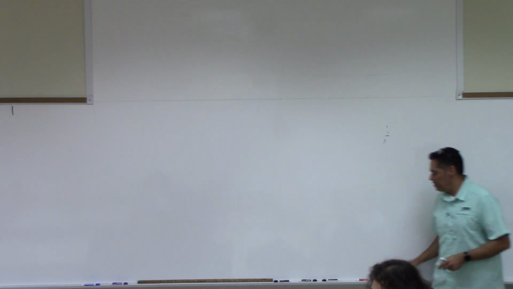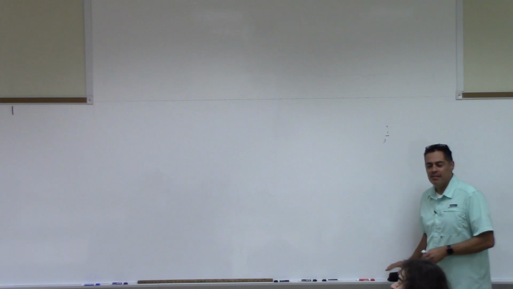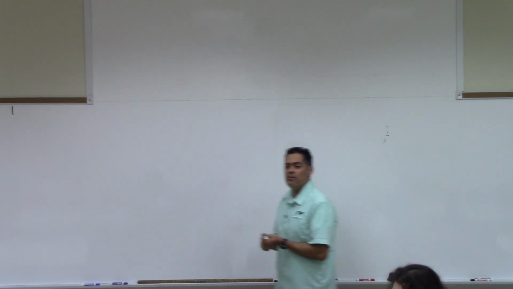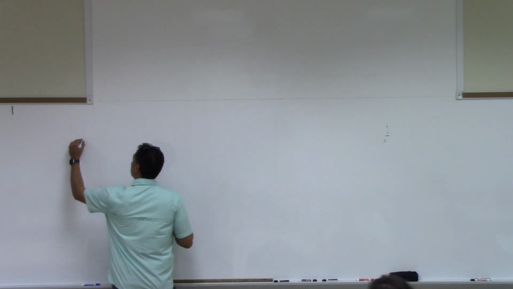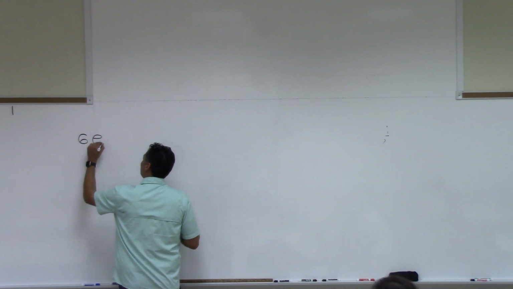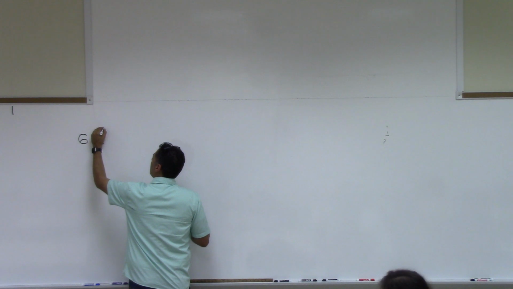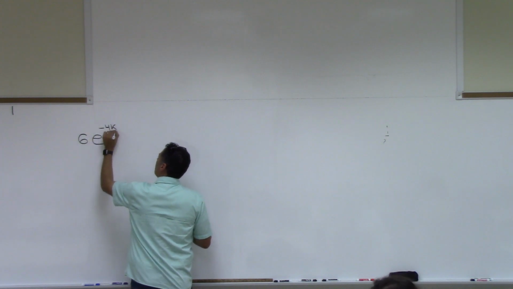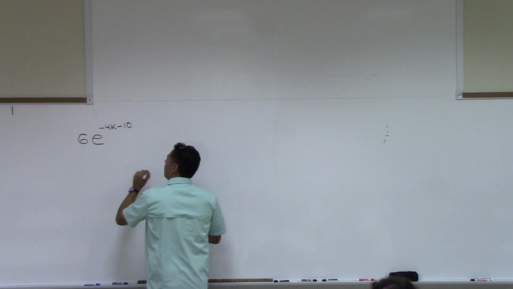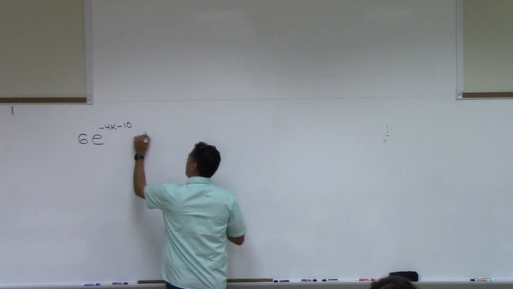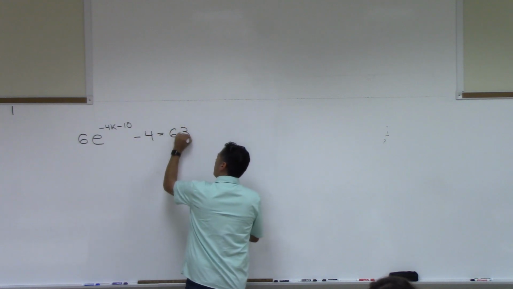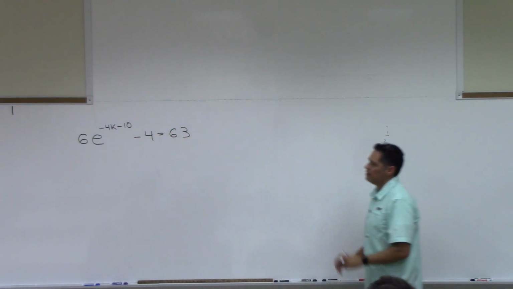Do you have a request? Okay, can you read it to me? Ready? 6e raised, minus 4k minus 10, and then minus 4 equals 63, like that? Did I do that right? Okay.